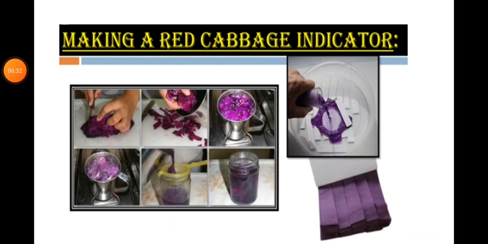See here what they have done. They have taken a red cabbage and cut it into small pieces. Then those small pieces are ground. That paste or liquid is taken and strained. In that liquid, small strips cut from the filter paper, the filter paper which we use in the laboratory, are dipped in this red cabbage solution, and they are allowed to dry. So this paper we can use as an indicator paper, a red cabbage indicator. So this paper can be used as an indicator for testing different solutions.